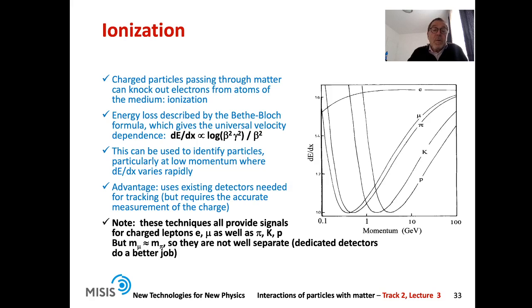Let me also note that these techniques will all provide signals for charged leptons, electron and muon, as well as for hadrons, pion, kaon, and proton. But since the mass of the muon is very close to the pion mass, dE/dx will not give a very good separation. Dedicated detectors will do a much better job.